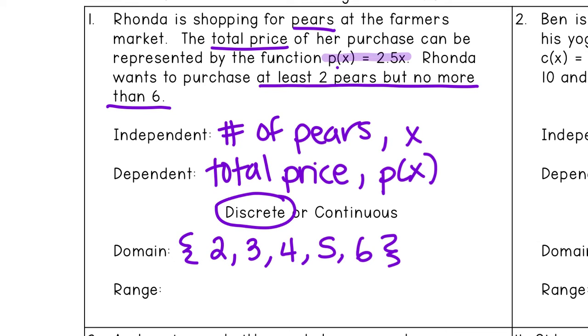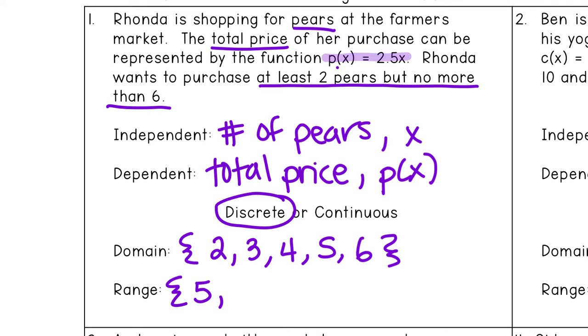Then for our range, range goes with our dependent variable. So with the price. So we need to know exactly how much would she pay if she wanted to buy two pairs. So here's our equation up here. We're gonna get two and we're gonna plug it into that X. So 2.5 times two would give me five.